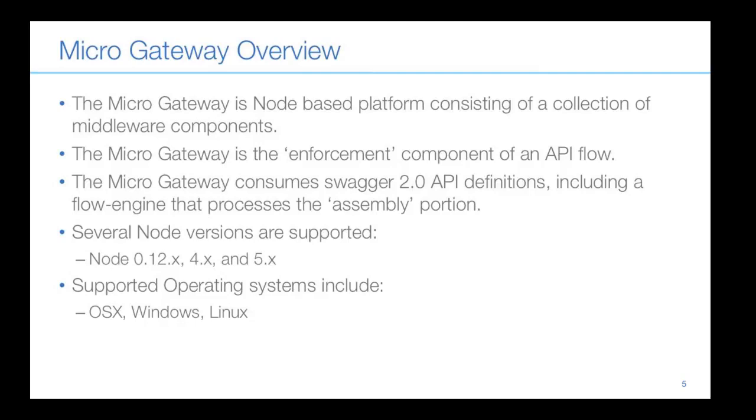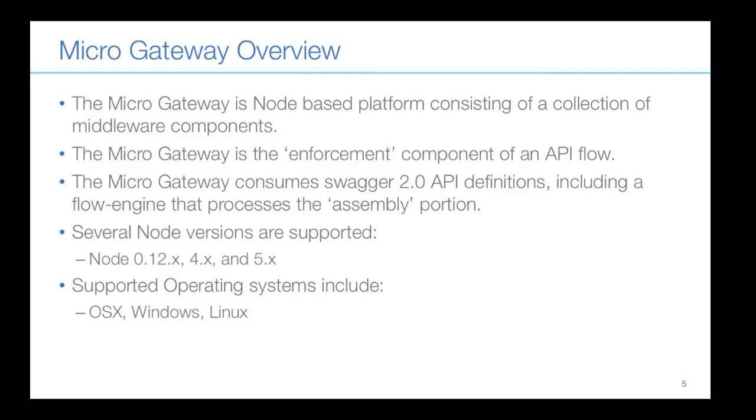The micro gateway is really there for enforcement of the APIs. It consumes Swagger 2.0 API definitions. I guess there's a new version or a new name for Swagger, and I'm not sure of the name. I thought I had updated this chart, but I don't see it. The assembly portion is an IBM extension, so it formally complies with the Swagger 2.0 specification, but it is an IBM-specific extension.